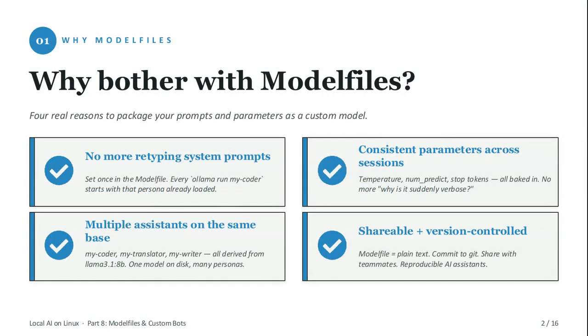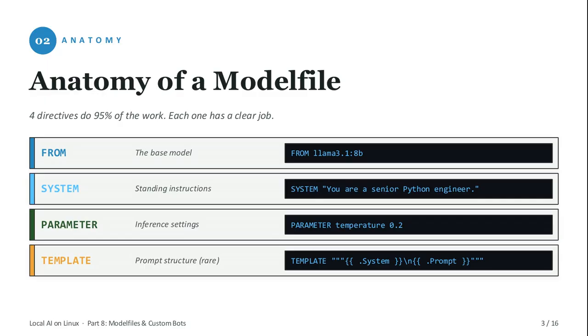So why bother wrapping things up in a model file? 4 concrete payoffs. You stop retyping system prompts. The persona loads automatically every time you run the model. Your parameters stay consistent, so temperature and stop tokens don't drift between sessions. You can spin up multiple assistants, my coder, my translator, my writer, all sharing one base like Llama 3.1 8B, so you're not burning extra disk. And because a model file is just plain text, you commit it to Git and share it with your team. Reproducible AI, no guesswork.